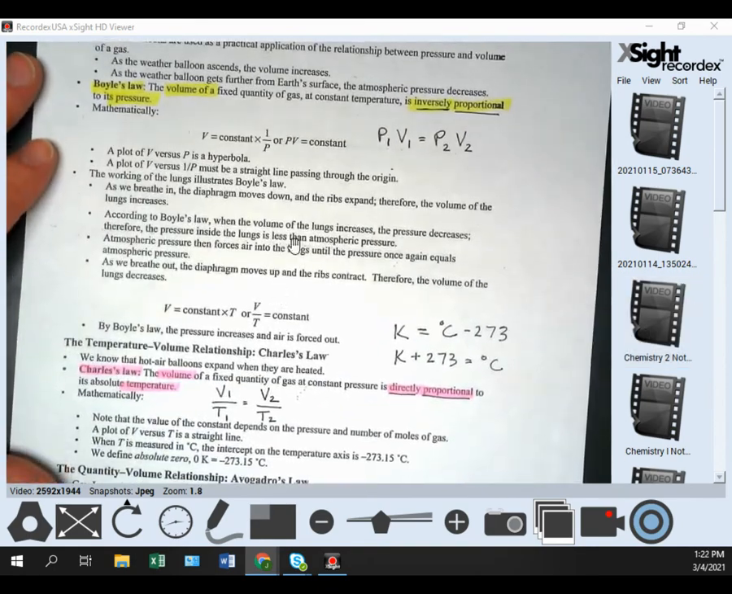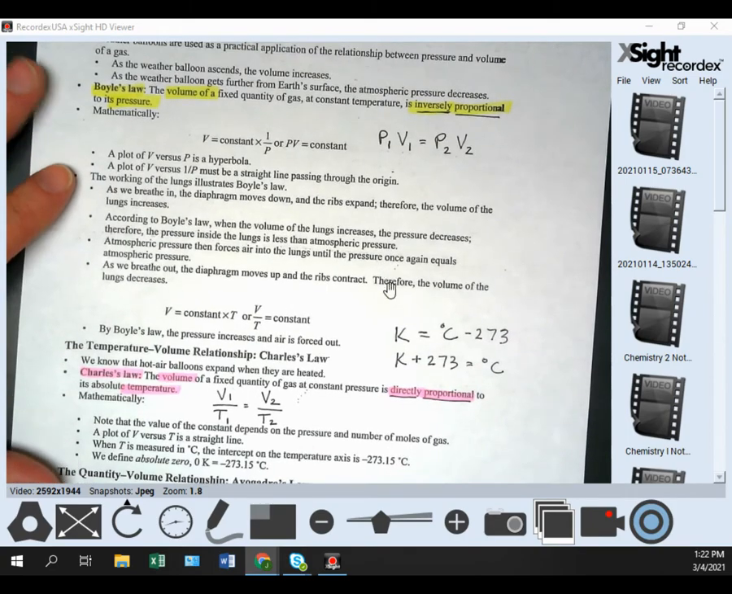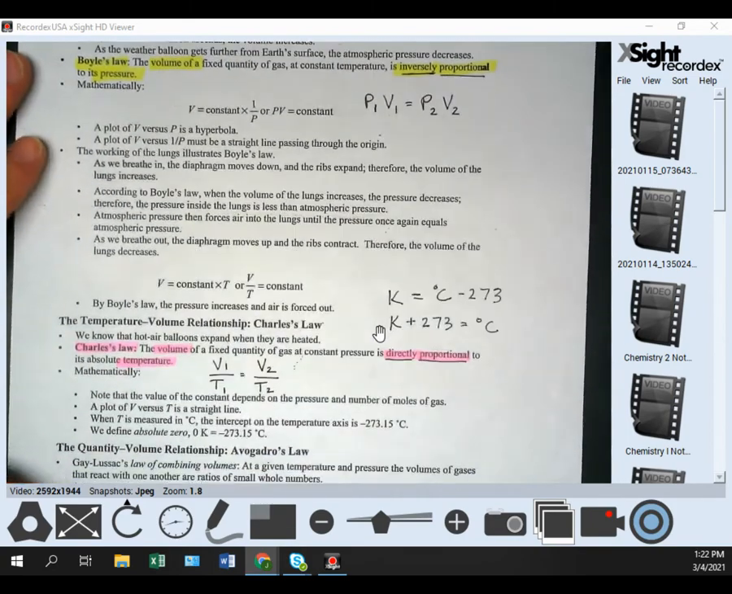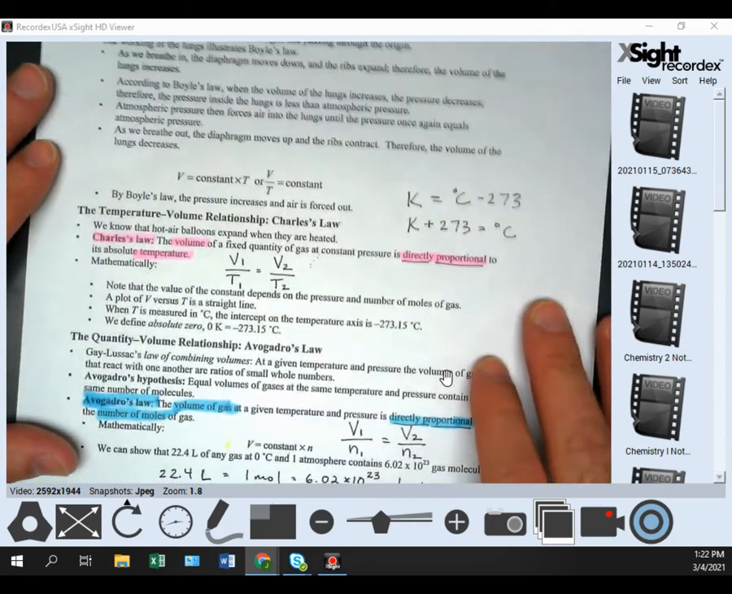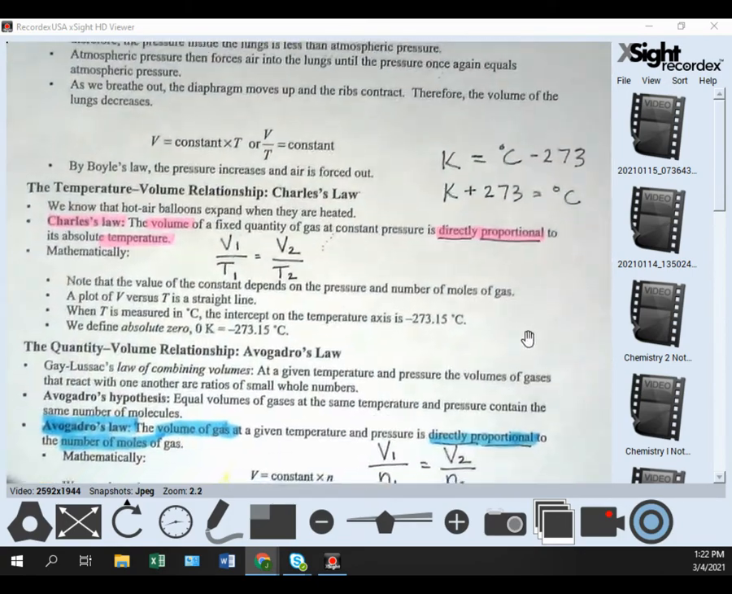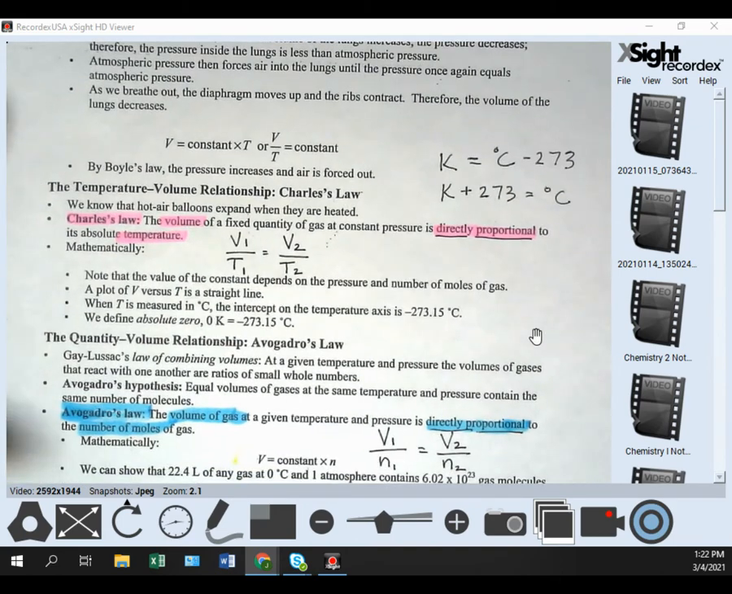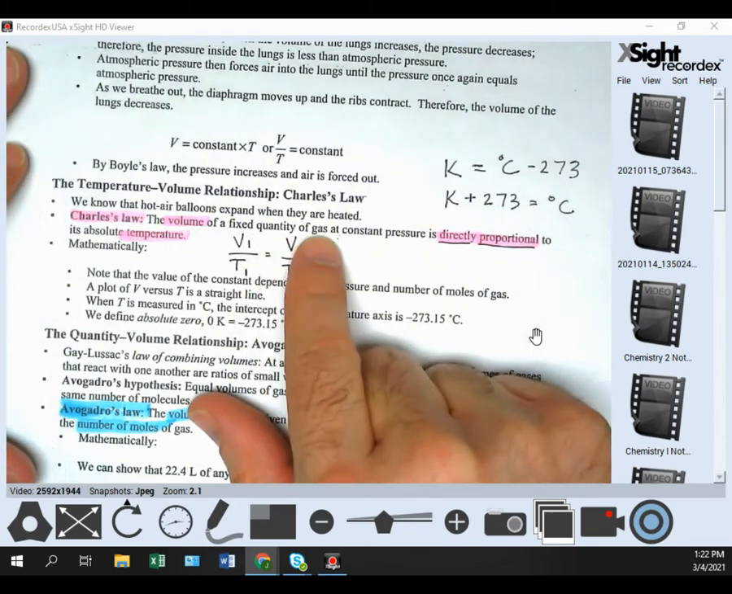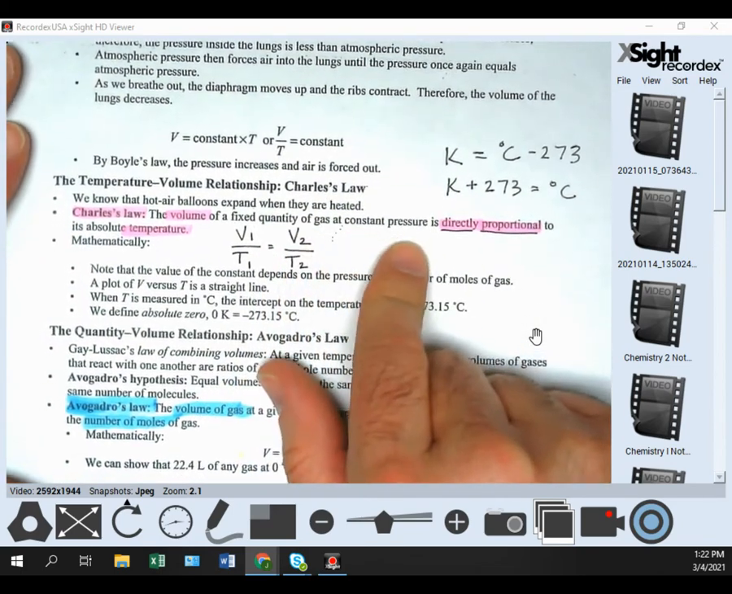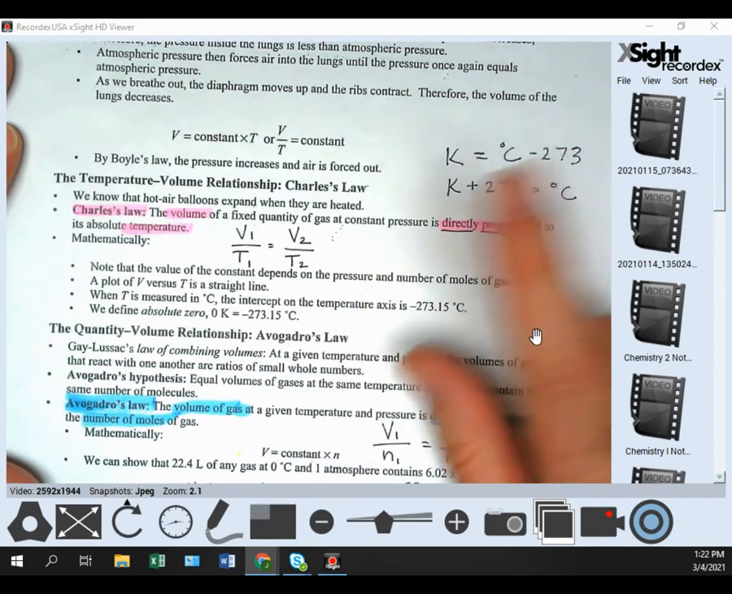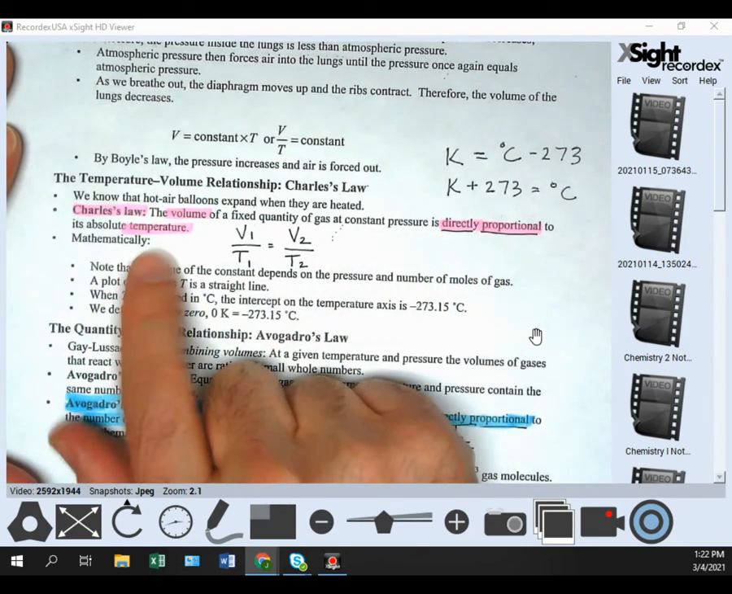Your lungs are an example of Boyle's law, the differential in pressure and stuff like that. Okay. Let's go to Charles' law. Charles' law: the volume of a fixed quantity of gas, meaning the number of moles doesn't change, at constant pressure, meaning the pressure stays the same, is directly proportional to its absolute temperature.